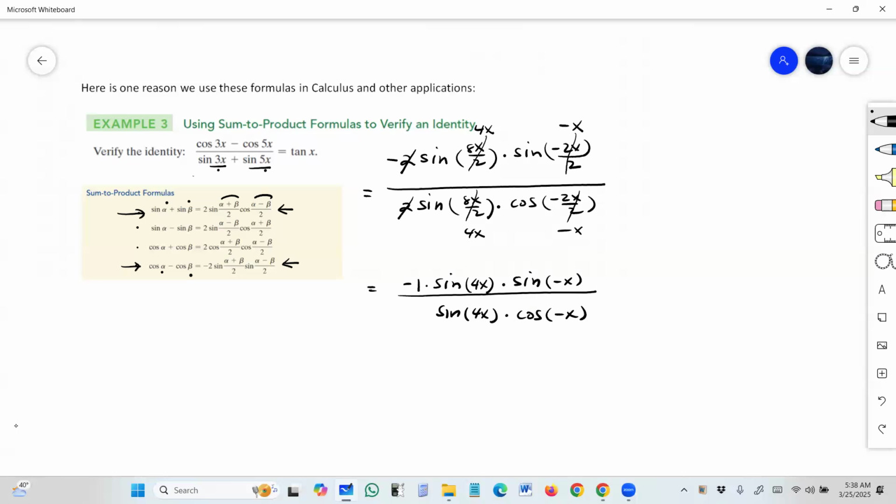All right. So the sine 4x and sine 4x cancel out. And I have minus sine of minus x over cosine of minus x. So now remember what I told you, we can't have this minus in here. So I have to evaluate what each of these things are.